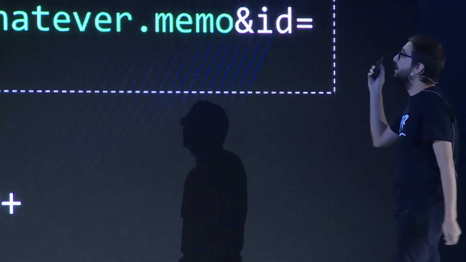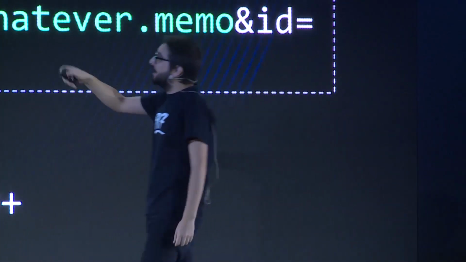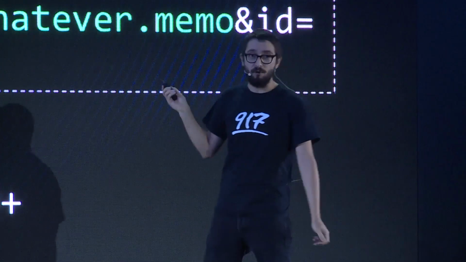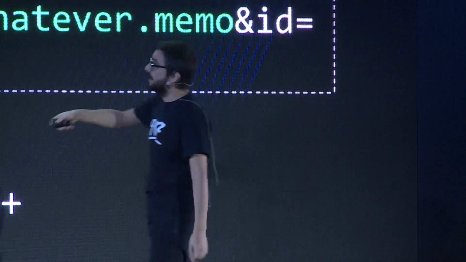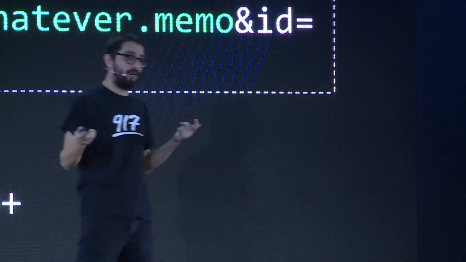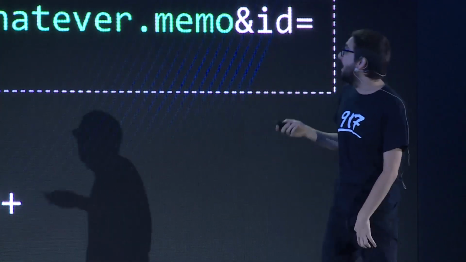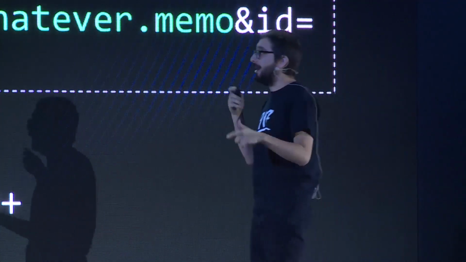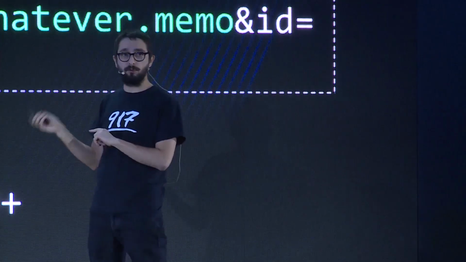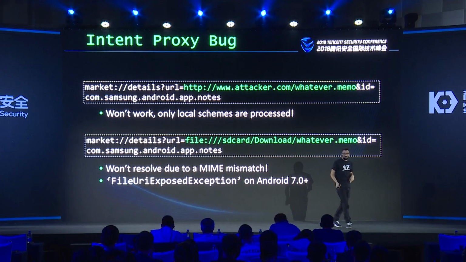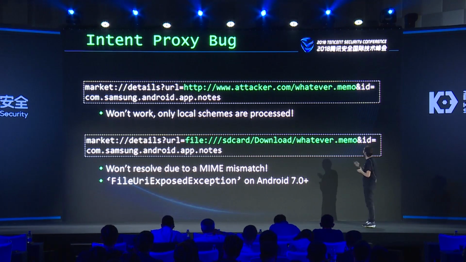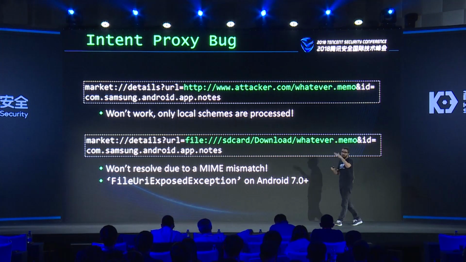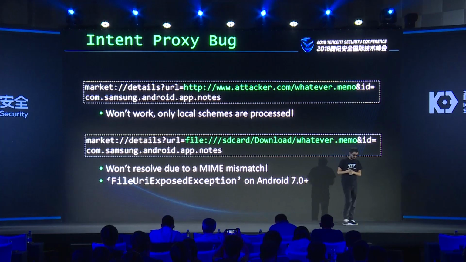And how do we do that? So you might think we can do something like market://details, where URL equals some memo file, and the ID equals the package name we're attacking, in this case, Samsung Notes. Unfortunately, the manifest is a bit strict on what kind of URLs can be processed by the memo application. So if you specify the URL like this, the package manager will just reject the intent and say, I can't match this intent to any of the intent filters.